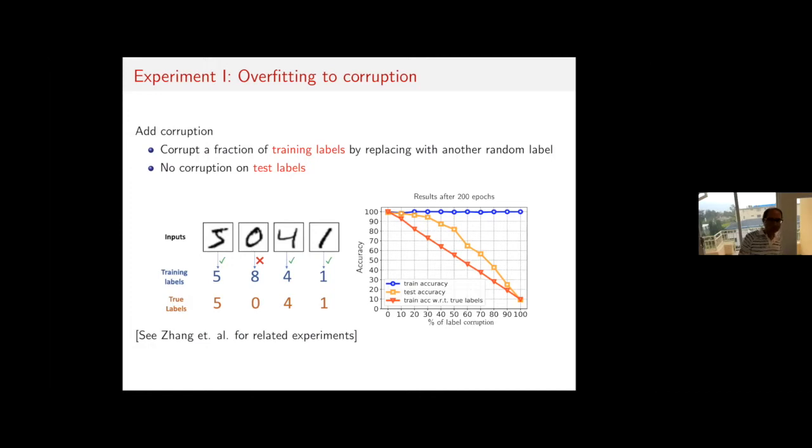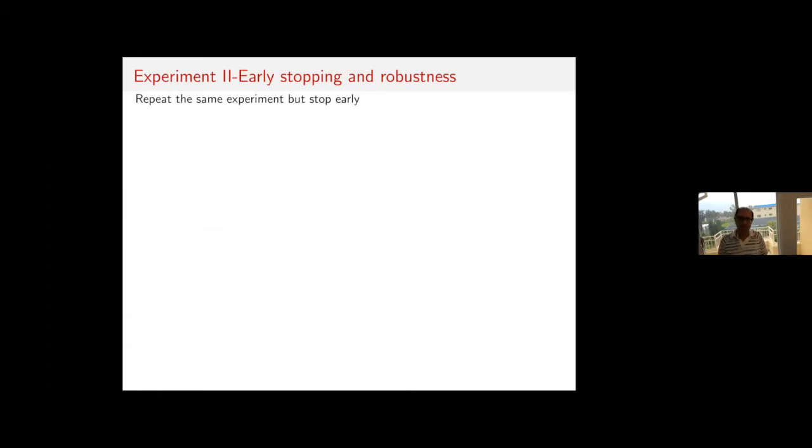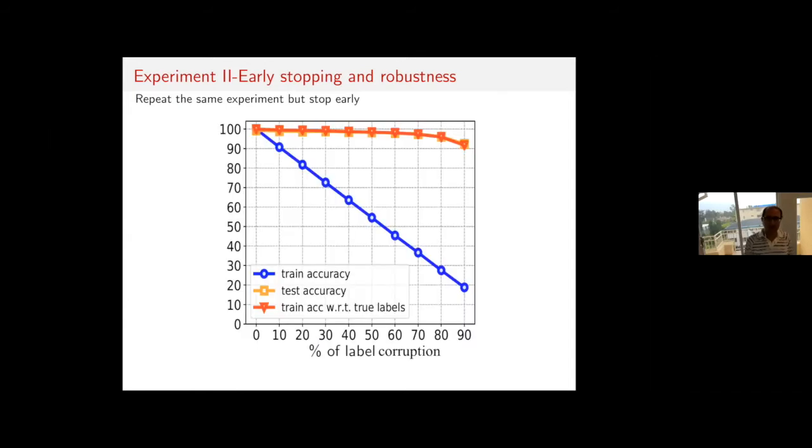But here's the interesting part that you may not have seen: if you repeat the same experiment, but stop iterating early, then all of a sudden something really interesting happens. First of all, the train accuracy goes down because you actually don't fit the corrupted training labels anymore. But if you look at the test accuracy, it's really high now. And the orange curve is perhaps even more interesting. The train accuracy with respect to the true labels is consistently high. It's basically 100% up to 30 to 50% corruption.